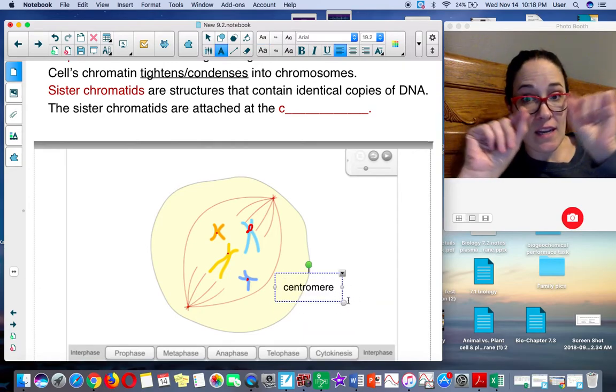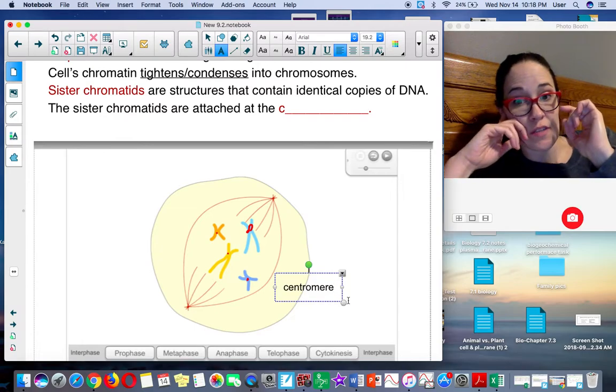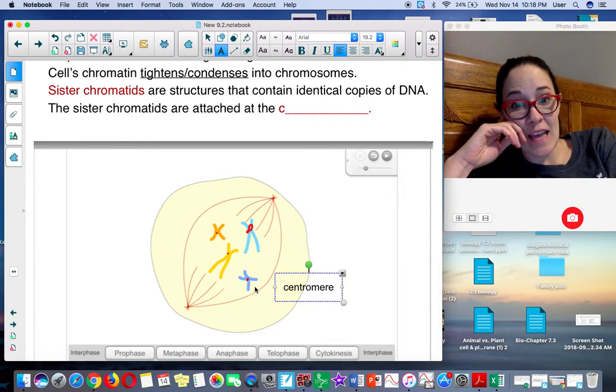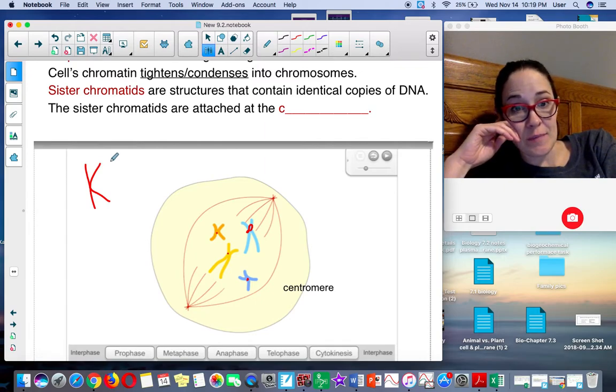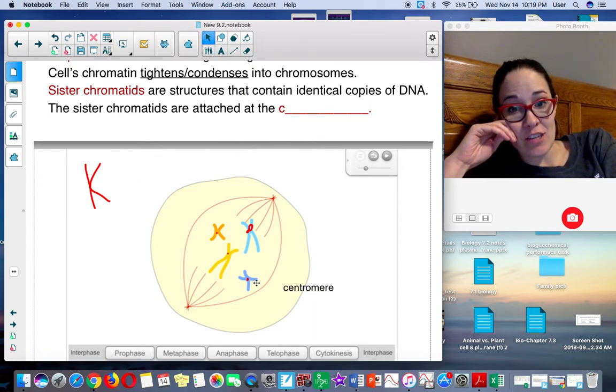And that middle connects what are called the sister chromatids. These are the legs of the chromosomes. So if I were to draw a chromosome, here's one leg, and there's the other leg of the chromosome. Each leg is referred to as a sister chromatid. And each leg contains identical copies of the DNA. And these legs are attached to the centromere in the middle.